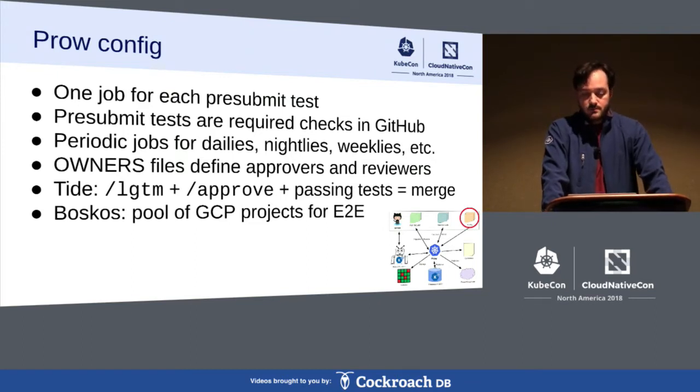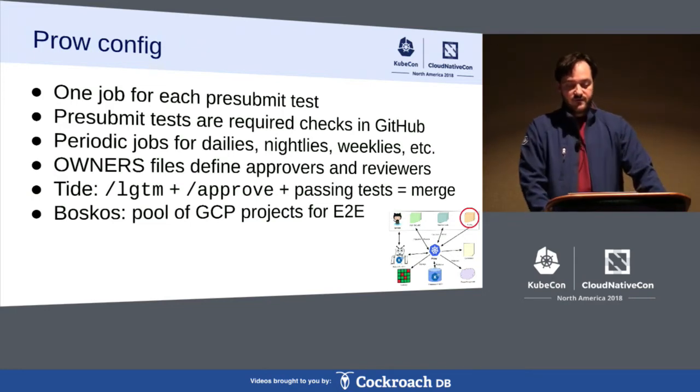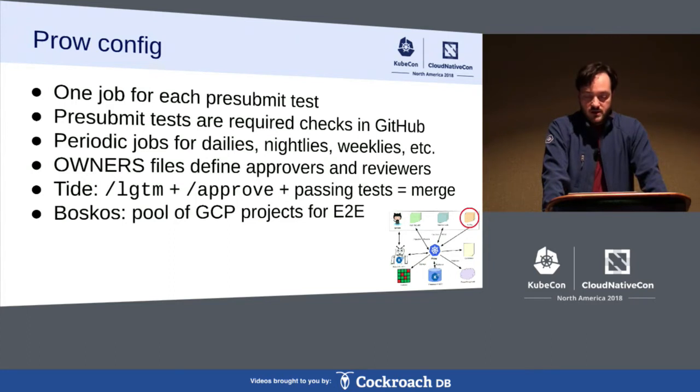We want periodic jobs because we want daily runs of something, or nightly runs, or weekly. But we might want to collect data. We might want to run tests. We might want to do releases in a periodic fashion. We want to define approvers and reviewers, and that is done through the owner's files in the repos. So we set responsibilities and we set permissions to approve or deny PRs to be merged, or to even start tests on our system.